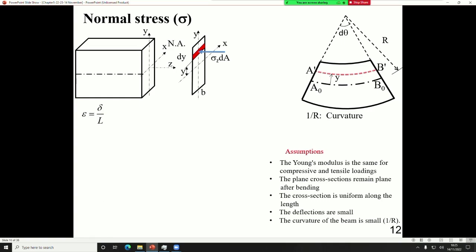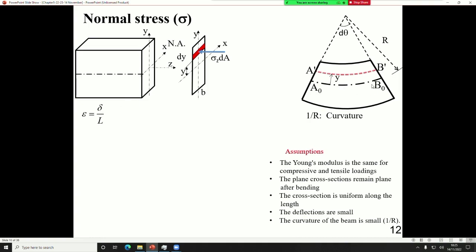Now we're looking at the red fiber, which is located at a distance of y on the compression side from the neutral axis. So that fiber is getting shorter. Based on what we know from chapter 1, the strain in that fiber is equal to the change in its length divided by its original length. We said this layer has no change in length, so the original length of this fiber is A naught B naught, which is located on the neutral plane. And delta is the change in length between these two.